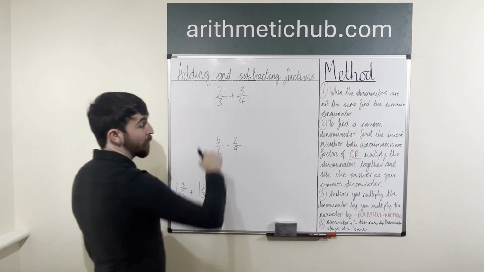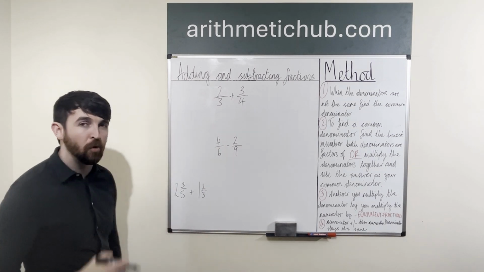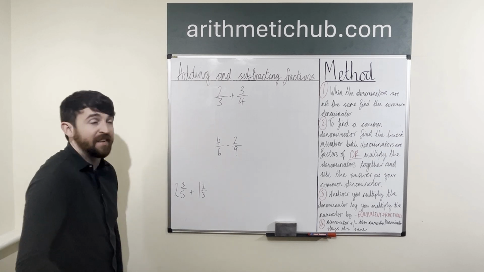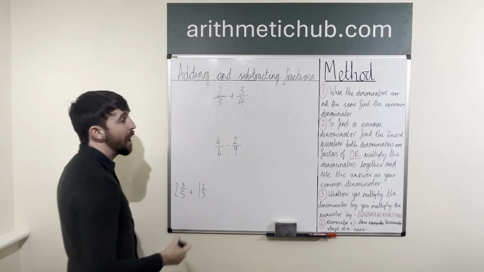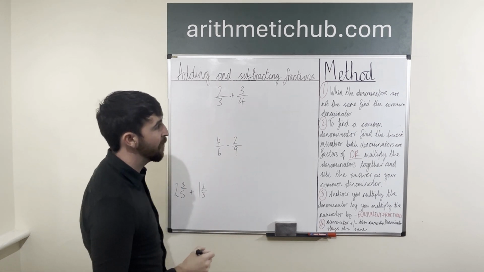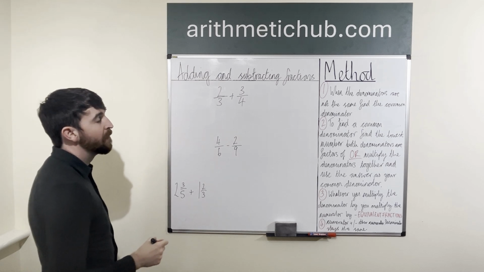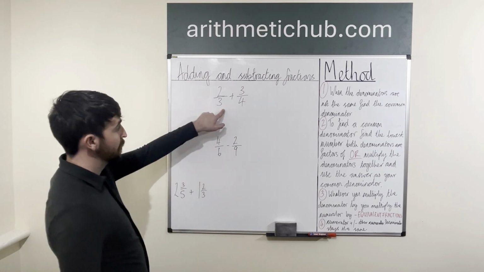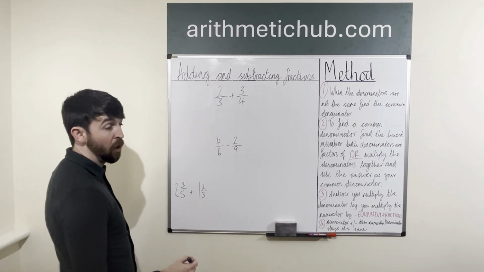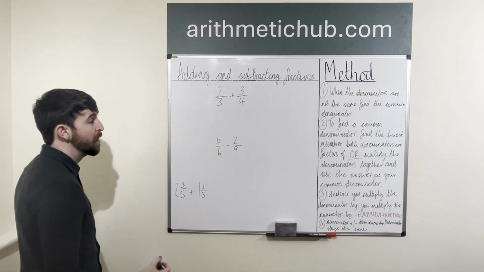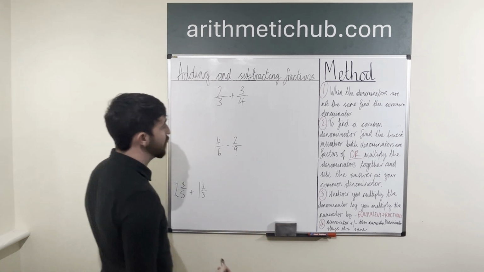So, that's an awful lot of talking. Let's see what it looks like. Sometimes it's just easier to see what it looks like, isn't it? So, first question here. 2/3 add 3/4. First part of the method, when the denominators are not the same, find the common denominator. This denominator is 3, this denominator is 4. Those denominators are not going to be the same, are they? They're not the same. So, there's 2 ways we can do this.